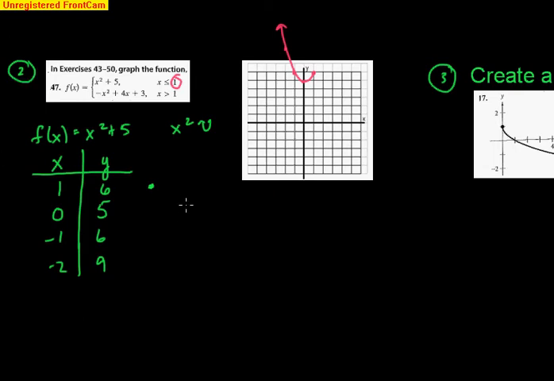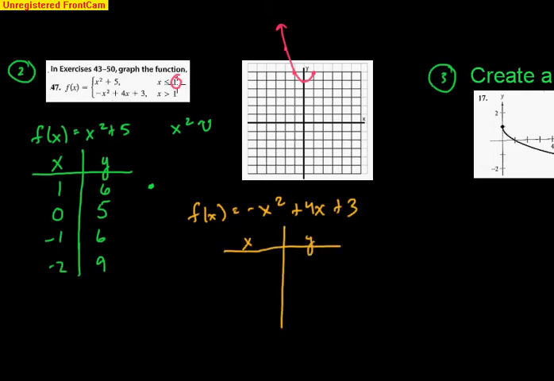And now I'll do the right half. F of x equals negative x squared plus 4x plus 3. Now when I make this xy table, again I'm going to start with 1, but it's not equal to, so it's going to be an open circle. So when I plug in 1, I get negative 1 plus 4 is 3. 3 plus 3 is 6.